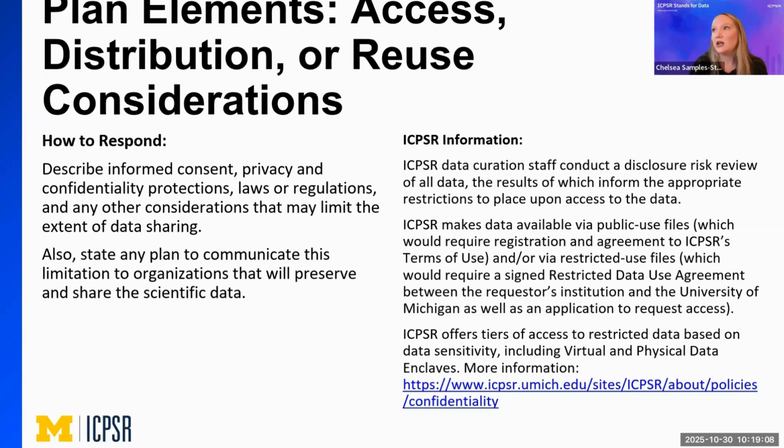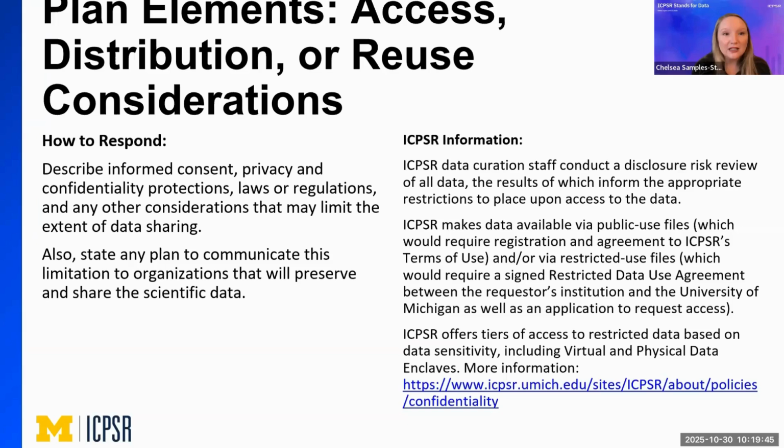So we conduct a disclosure risk review of all data, the results of which will inform the appropriate restrictions to place upon access to the data. ICPSR also makes available via public use, the data that are made available via public use files require registration and agreement to ICPSR terms of use. And data made available via restricted use require an application process that includes a restricted data use agreement and other elements of the application before access is granted. So we do have tiers of access to restricted data based on data sensitivity that we can provide.